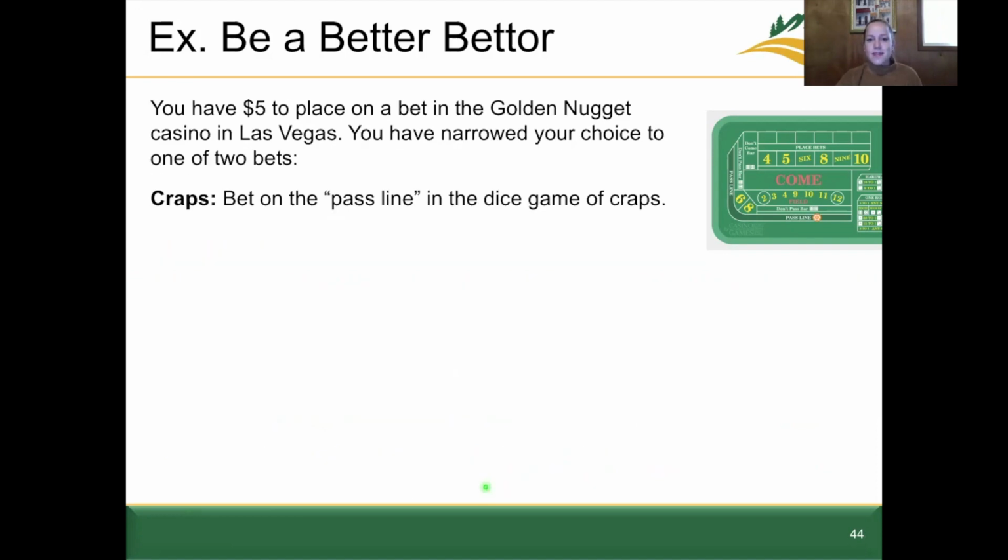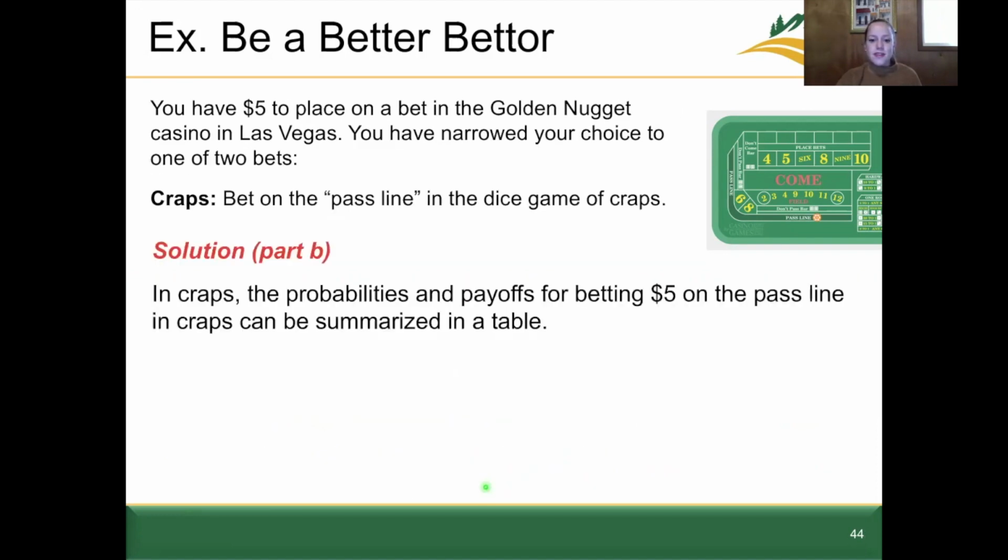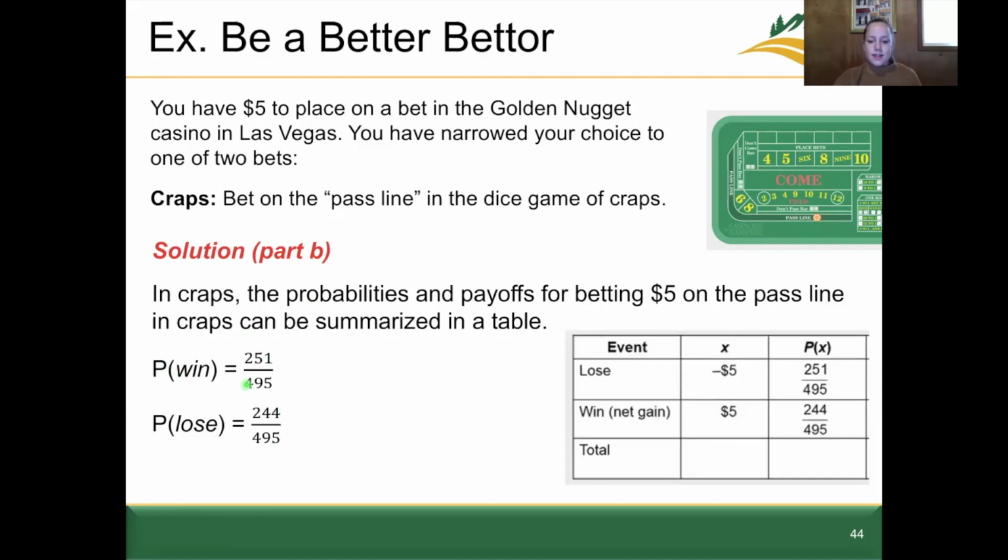So let's calculate this expected value for this craps scenario. To set this up, we need to know the probability of winning and the probability of losing. We just learned these on the last slide. Then we need to set this table up again. So we have our event of either losing or winning. In craps, when you lose, you lose that $5. When you win and you bet $5, the way this bet was placed, you also have a net gain of $5. It makes sense that this is not a huge net gain because these probabilities aren't that much different. It's almost 50-50, obviously not quite 50-50.